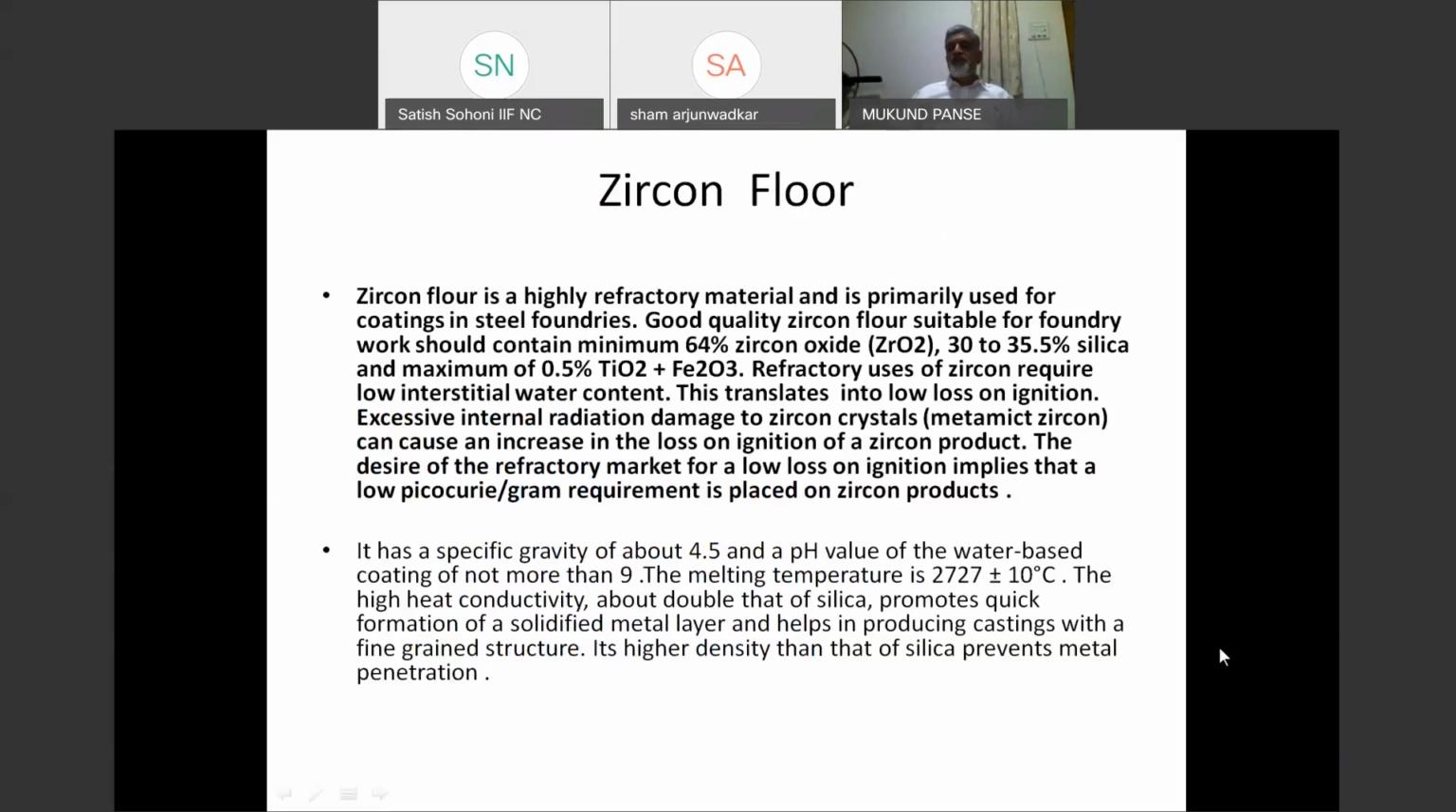The zircon has 64% ZrO2 and 35% SiO2. You should check the content of TiO2, and the moisture in it should be controlled. Its specific gravity, pH values, fusion point, all are good. This is the best coating material available. Now this is used in mixture with some other refractory materials.